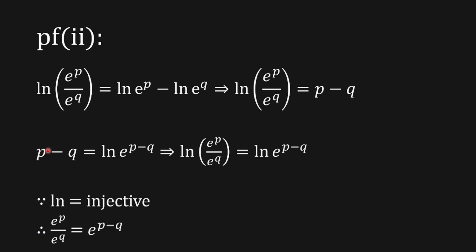Alright, this implies that p minus q is equal to ln of e to the power p minus q. Again, because these are inverse functions, this did not change the equality. This implies that ln of e to the p over e to the q is equal to ln of e to the p minus q. Again, since ln is injective, these values of ln are equal to each other, which means their inputs must be equal to each other because ln is a one-to-one continuous function. Therefore, e to the p over e to the q is equal to e to the p minus q.